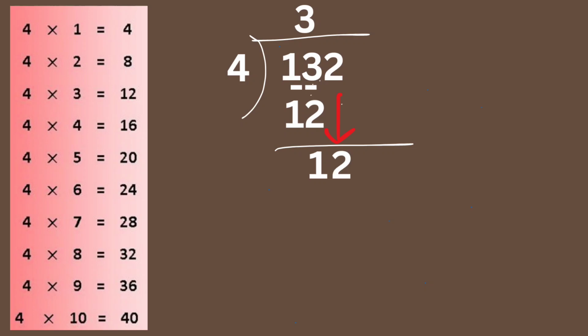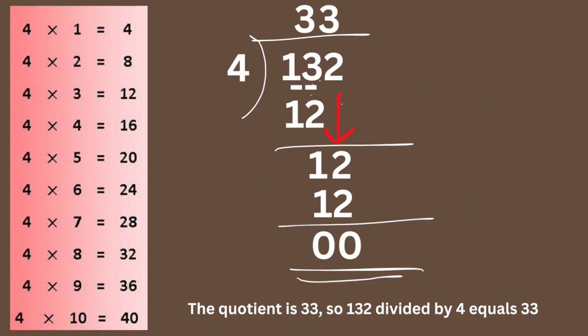Now repeat the steps. Divide. Divide 12 by 4. 12 divided by 4 is 3. Write 3 above the line next to the previous 3. Multiply. Multiply 3 by 4 to get 12. Write 12 below the 12. Subtract. Subtract 12 from 12. We get 0. The quotient is 33, so 132 divided by 4 equals 33.